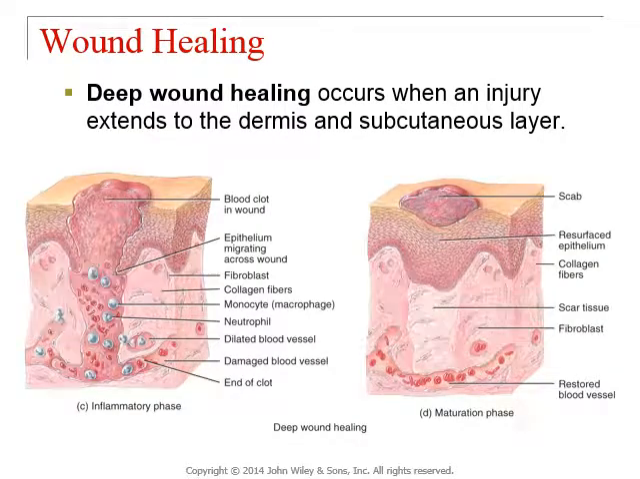The other type of wound healing we see is deep wound healing. This is where you're going to have an injury that will extend through the epidermis to the dermis and then possibly into the subcutaneous layer. This is where scar tissue will often form.